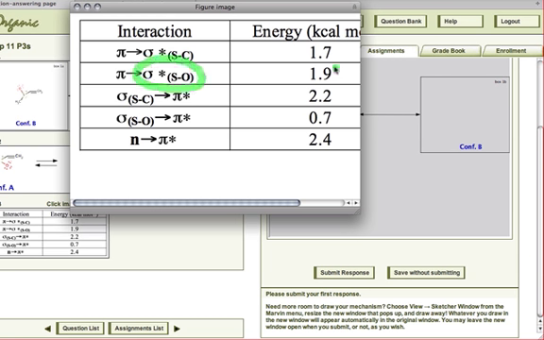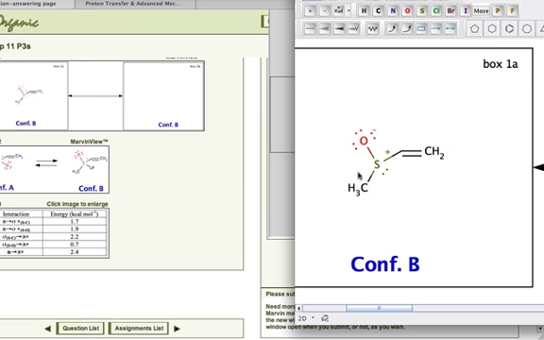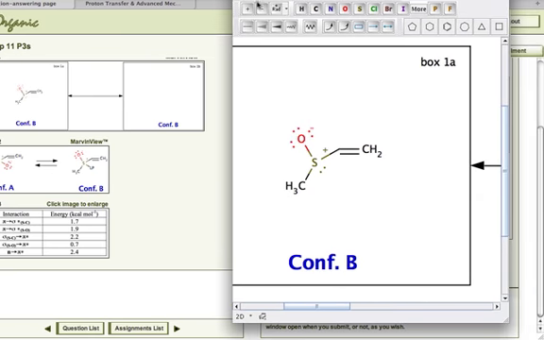I know that because 1.9 is greater than 1.7, and the stabilization due to that interaction is greater than the stabilization by delocalizing into the sigma star SC. So with this information in hand, we can then take the pi to sigma star SO interaction, basically make that happen in curved arrows. And we can do it by just simply looking at the interaction and thinking about how the curved arrows will proceed.